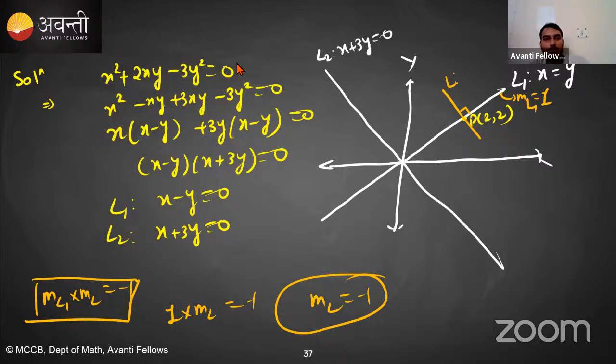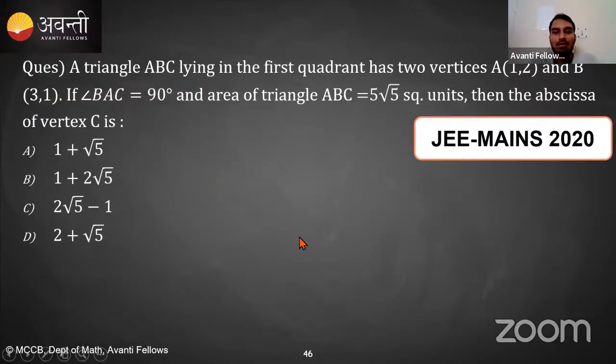Okay, so now let's solve one more question. Yeah, I have this question in my mind. The question says that a triangle ABC lying in the first quadrant has vertices A is (1, 2), B is (3, 1). So angle BAC is 90 degrees. So the triangle ABC is right angled at vertex A. And the area of the triangle is 5 root 5 square unit.